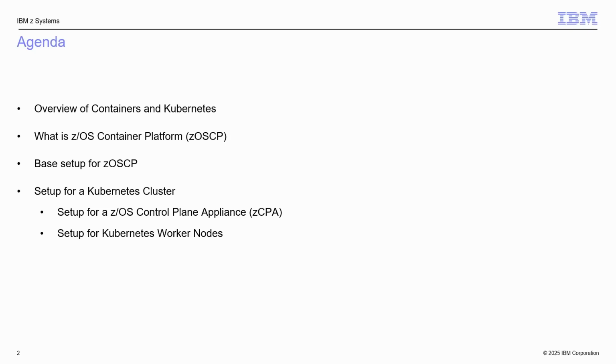Then we'll touch on the base setup, getting you set up for Podman. And then I'll hand it off to Ben, and he'll walk you through the setup for your Kubernetes cluster, getting your first zOS control plane appliance set up, and then set up for your worker nodes in order to run your application traffic.